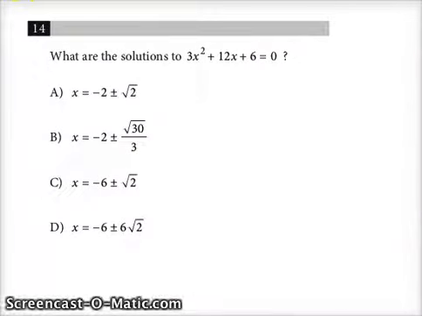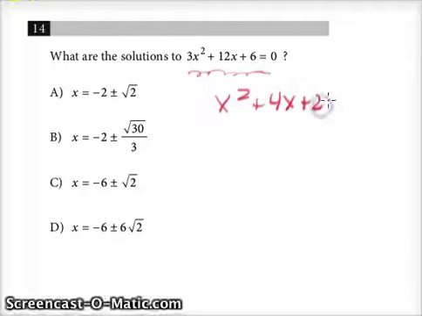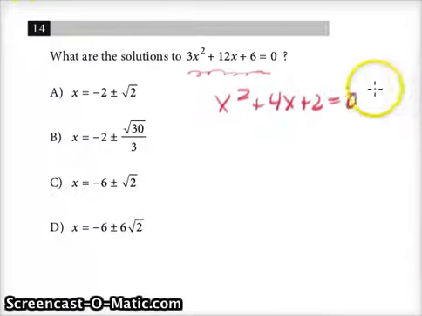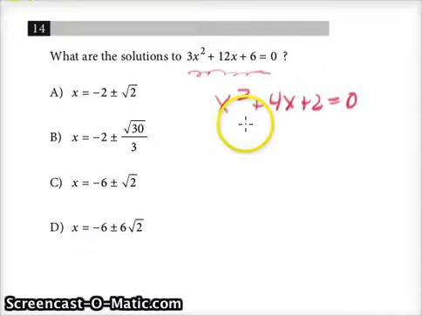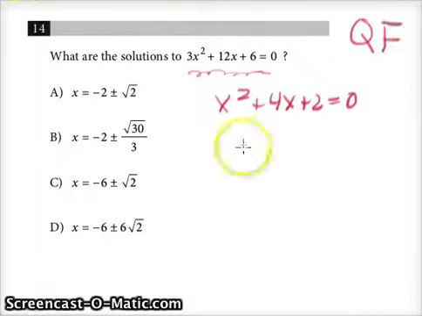Okay, question 14. What are the solutions to this equation? Well, one thing I notice right away is that 3 goes into everything. So let's divide everything by 3. x squared plus 4x plus 2 is equal to 0. That helps out. Now we're stuck. We can't factor, so we're going to use the QF, the quadratic formula.